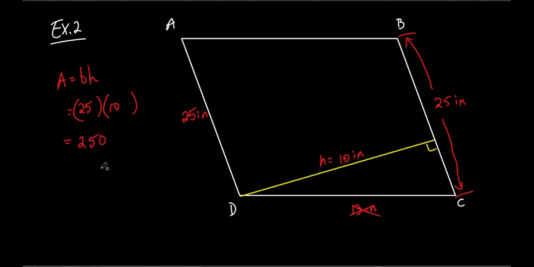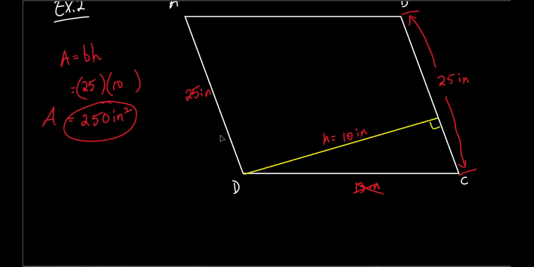Do I just circle 250? Now what do I do? Inches squared. So area is always squared because you're finding squares. How many squares fit into that? So that would be the area. Area equals 250 square inches. That's how many squares I could fit into that parallelogram, 250 of them. Everybody good? I might not be able to finish this, but at least I'll get a head start on this.